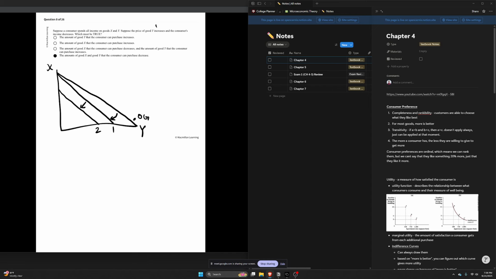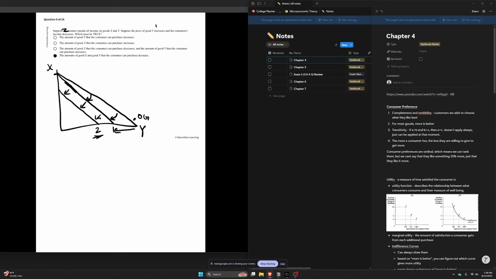Shift 1 happens when the price of good Y increases, so they can buy less, right? So we're going to rotate this. That's why this stays the same. This quantity demanded of X stays the same, but Y changes. And then the second thing that happens is the consumer's income decreases. So that's number 2. We're going to take the slope of this line right here, and we're going to duplicate it. We're just going to move this entire line down. So this is after modifier 2.